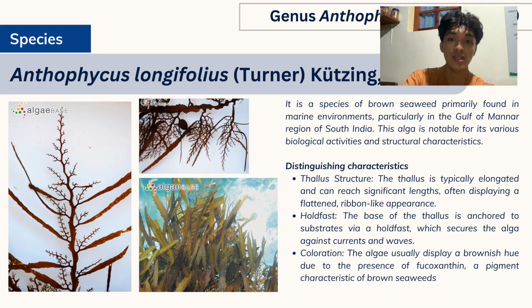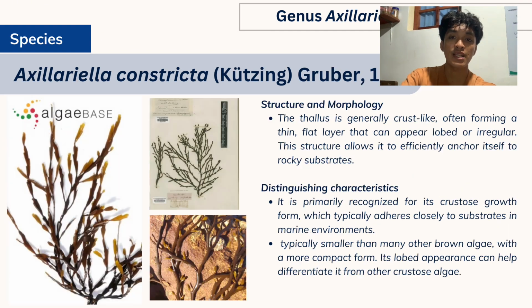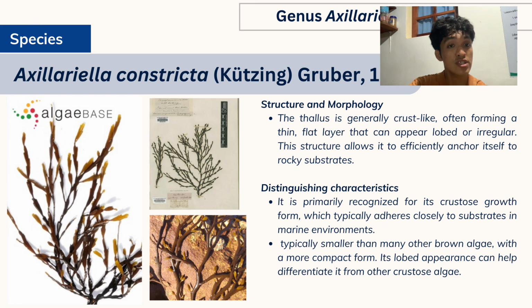The next species is Axillariella constricta by Gruber, 1896, belonging to the genus Axillariella. So the structure and morphology is that it is generally crust-like, often forming a thin, flat layer that can appear lobed or irregular. The structure allows it to efficiently anchor itself to rocky substrates.